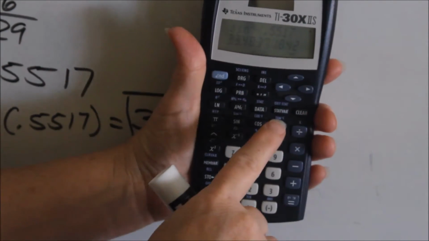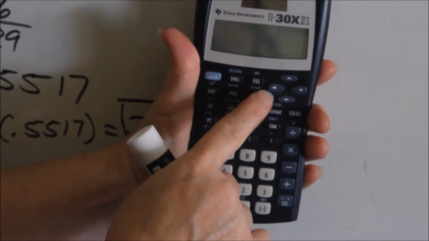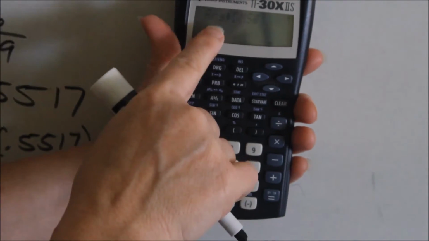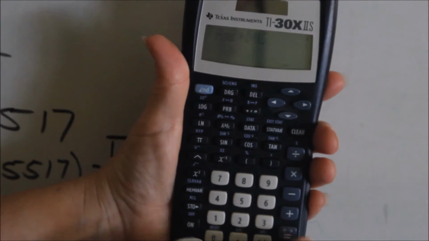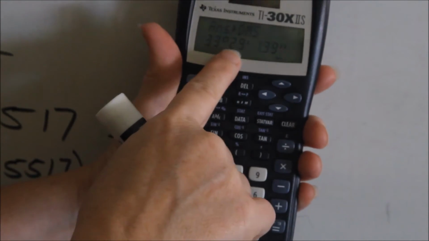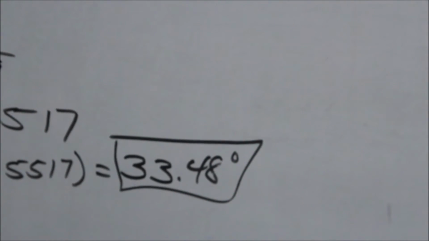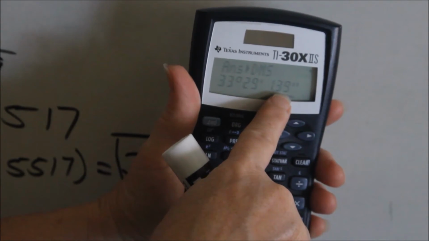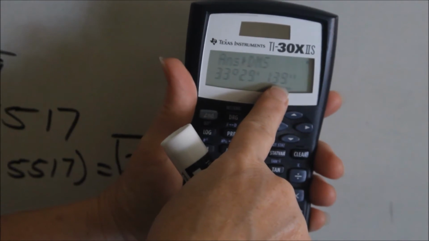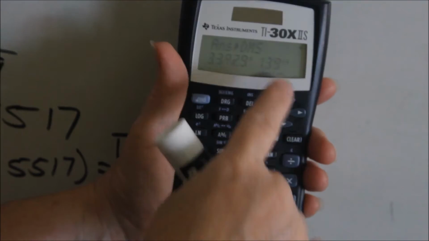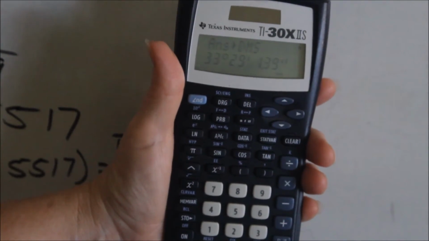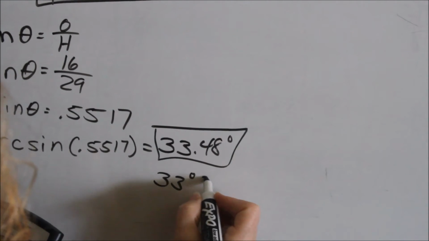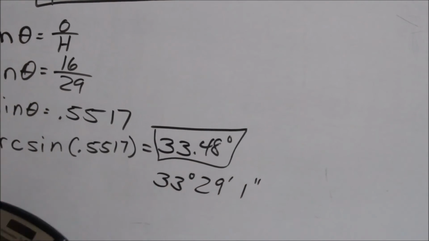This is in decimal form. To go to DMS, hit your DMS button, then arrow over all the way to DMS and hit enter. Now you're telling it you want to take that answer and convert it to DMS, and hit enter. So now you have 33 degrees, 29 minutes, and 1.39 seconds. I would just round down to 1 second. So you can say 33 degrees, 29 minutes, and 1 second.